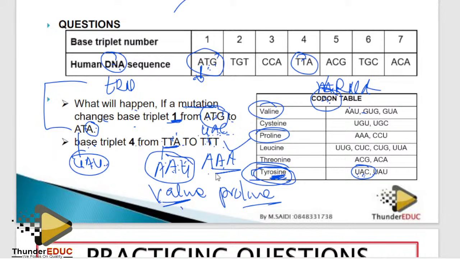This code is for valine, and then this you write in full, AAA, which codes for proline. Therefore, a different protein will be formed because of the different amino acid. That's scenario number 2.